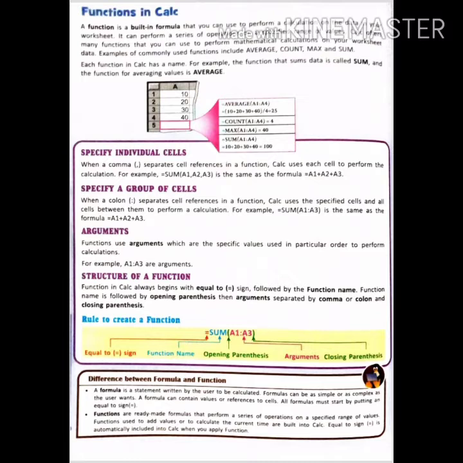Arguments. Functions use arguments, which are the specific values used in a particular order to perform calculations. For example, A1:A3 are arguments. Structure of a function. A function in Calc always begins with an equal to sign followed by the function name. The function name is followed by an opening parenthesis, then arguments separated by commas or colons, and a closing parenthesis.